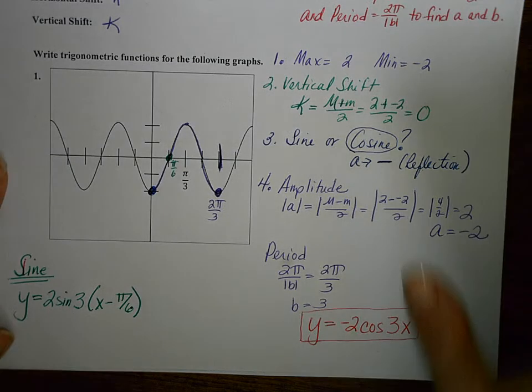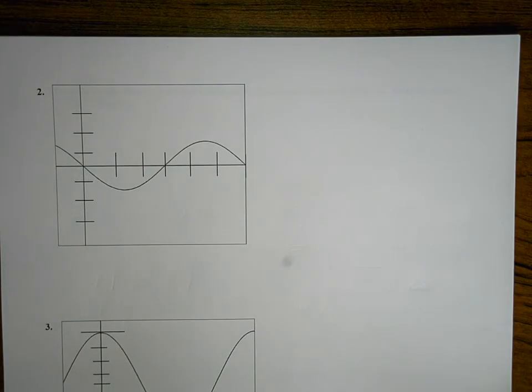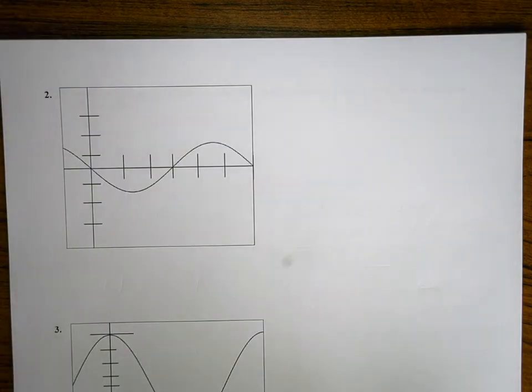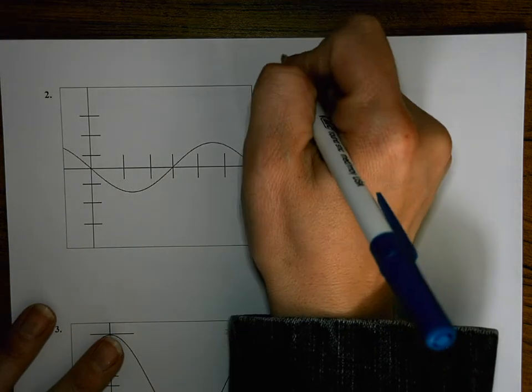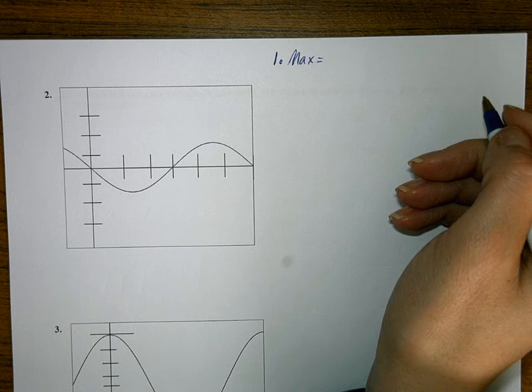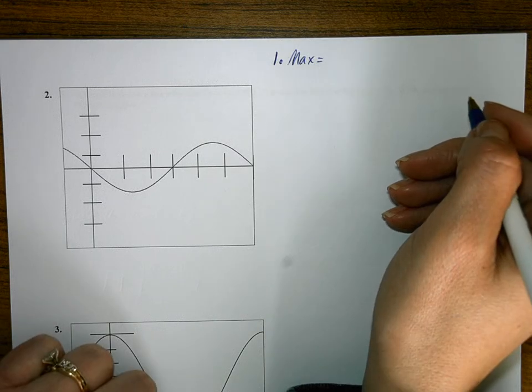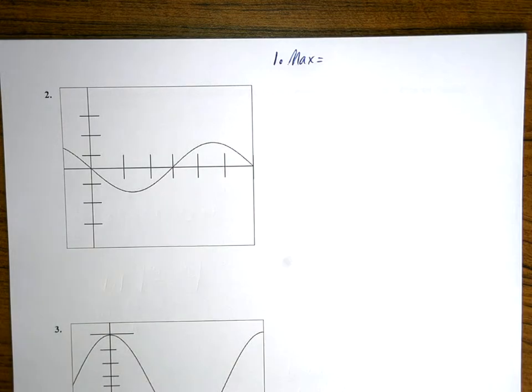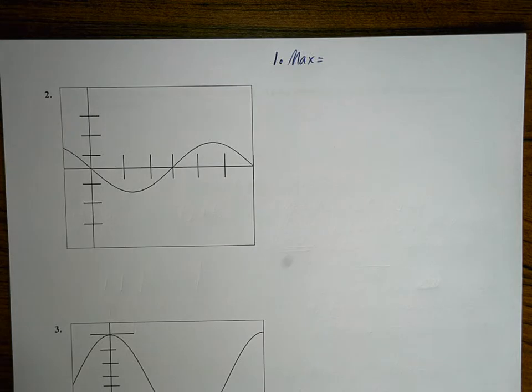All right, let's try another one. All right, number 2. Number 2, we're going to take a look at this one. All right, so first thing we need to do is find our maximum and our minimum values. Where is the maximum on this graph? Where is the maximum value on this graph?